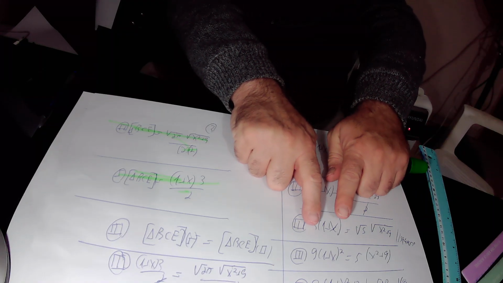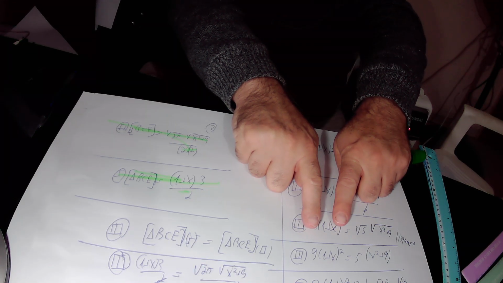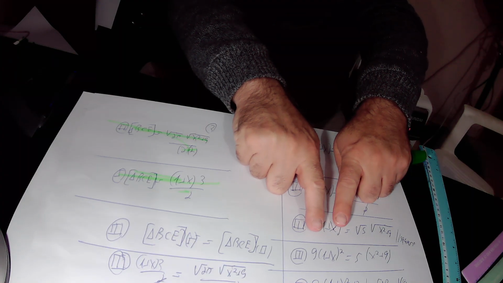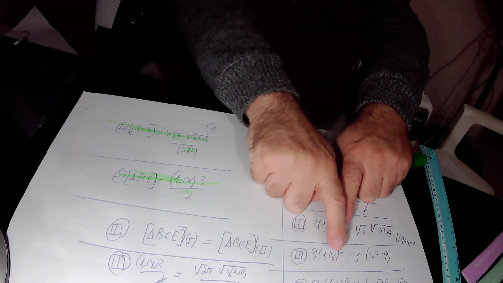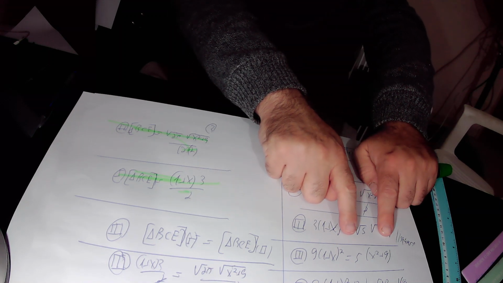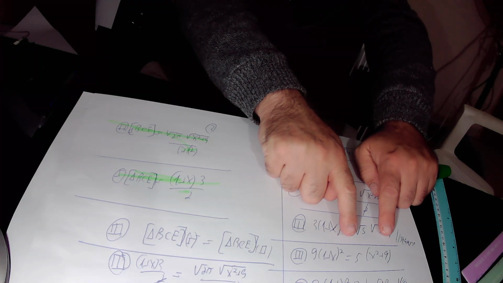We open the brackets on both sides of this equation. On this side we have 9 times 1 plus x squared, which is 9 times 1 squared, that is 9, plus x squared, plus 2 times 1 times x, that is 2x, and it equals 5 times x squared plus 9. 5 times x squared is 5x squared, and 5 times 9 is 45.